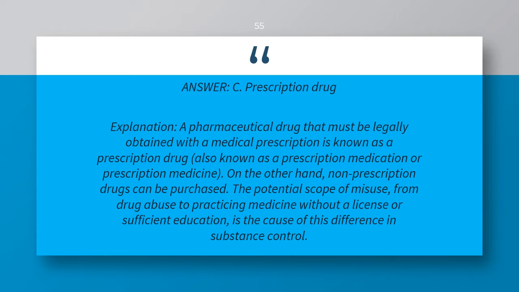A pharmaceutical drug that must be legally obtained with a medical prescription is known as a prescription drug, also known as a prescription medication or prescription medicine. On the other hand, non-prescription drugs can be purchased. The potential scope of misuse, from drug abuse to practicing medicine without a license or sufficient education, is the sufficient cause of this difference in substance control.